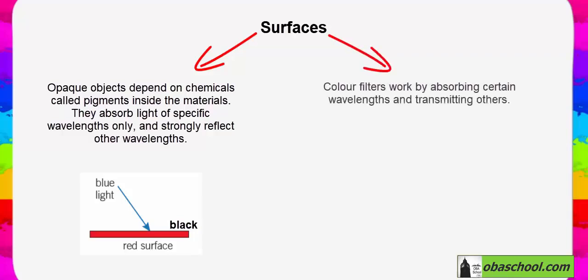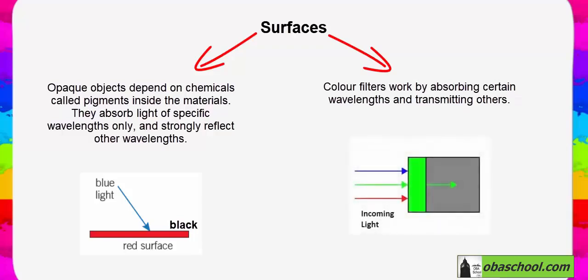Moreover, color filters also work by absorbing certain wavelengths and transmitting others. For example, if a white light is directed at a green filter, the filter will absorb all the wavelengths and transmit only the green one that we will be able to see.